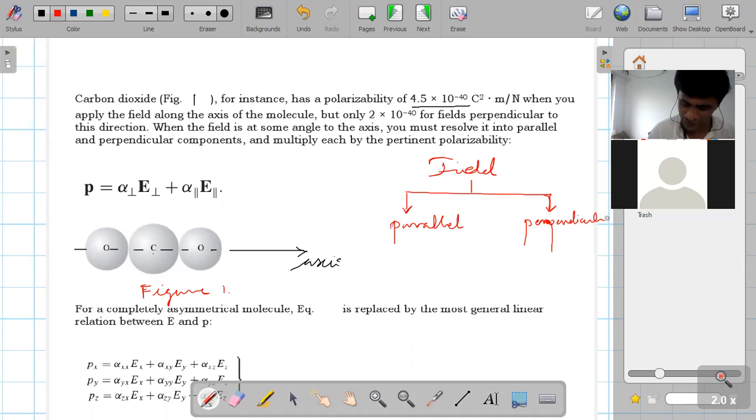Therefore, dear student, this is your which type of field? Perpendicular. Okay? And this is your parallel electric field. Understood? And therefore, what is the total dipole moment? We know that dipole moment P is equal to alpha E. P equals alpha E.